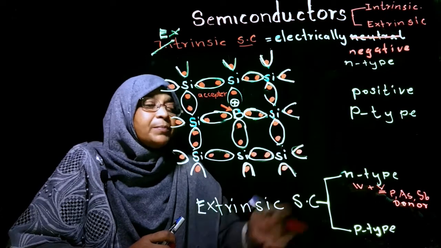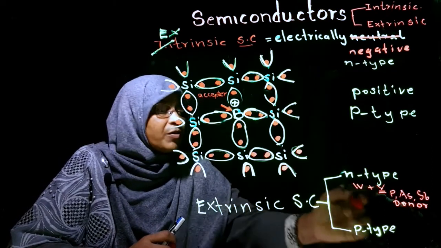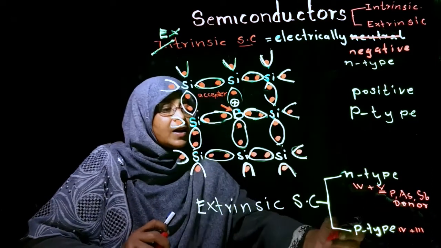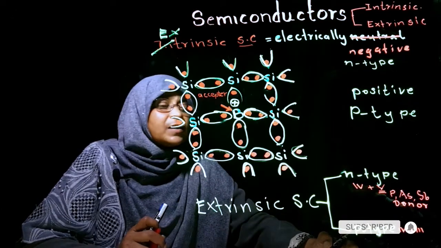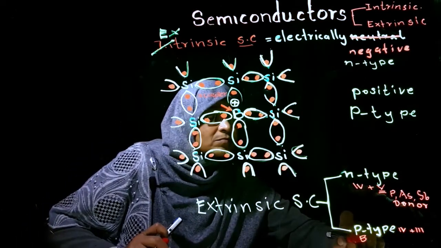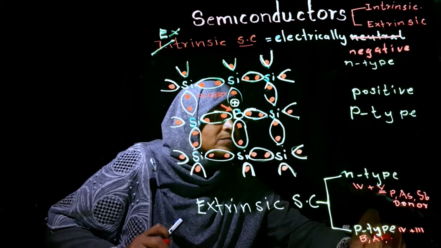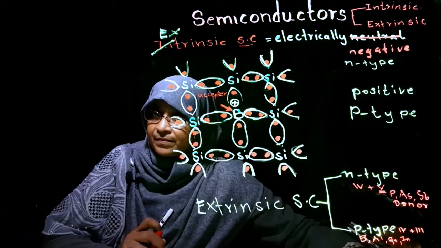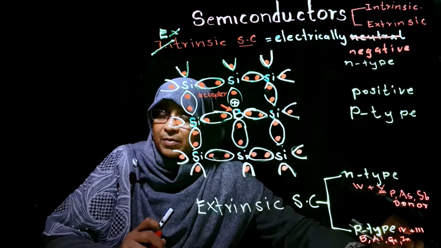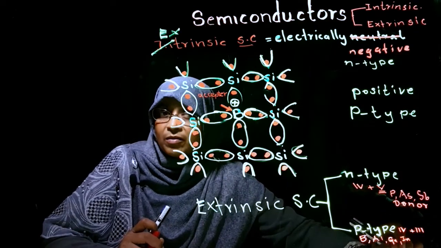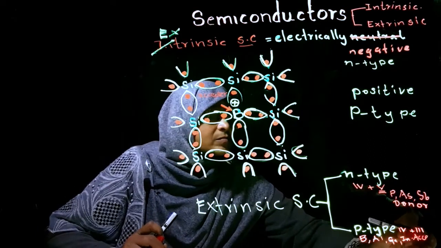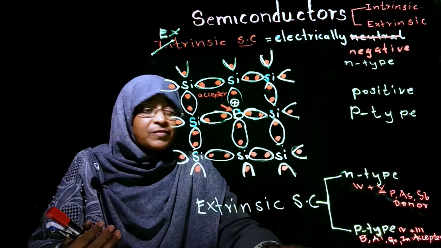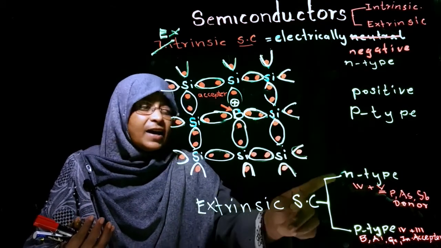We can form a P-type by mixing group 4 with group 3. As group 3 elements, we can use boron, aluminium, gallium and indium. These group 3 atoms are called acceptor atoms. Now we know N-type and P-type. Next, we are going to go to the P-N junction.